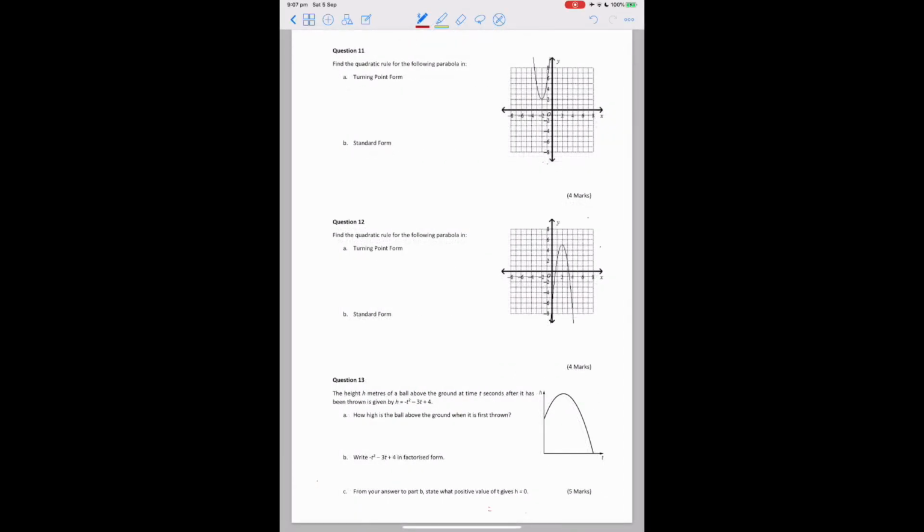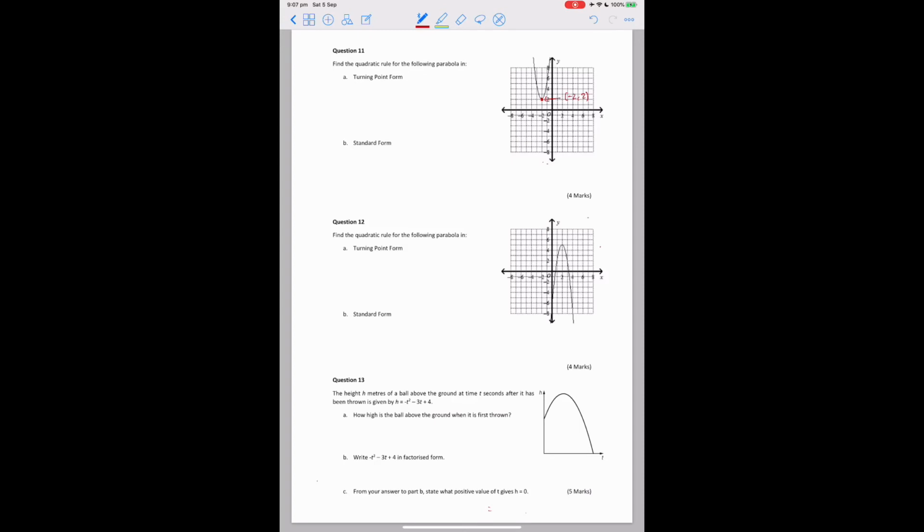Question 11 wants you to find the quadratic rule for the following parabola in both the turning point form as well as the standard form. Because this particular graph over here kind of gives you the grid lines, we can therefore readily identify and very accurately what is the actual turning point in this case. So your turning point looks to me it's going to be negative 2 and positive 2. And since we know what the turning point is going to be, therefore it makes sense that we can express this in the turning point form.